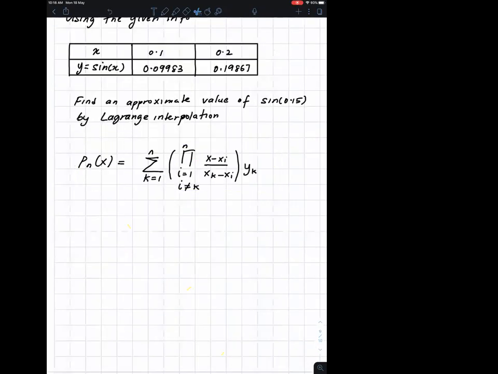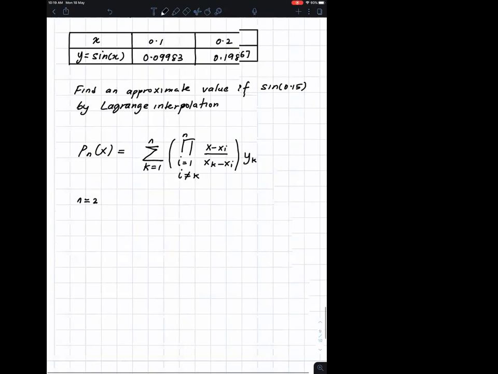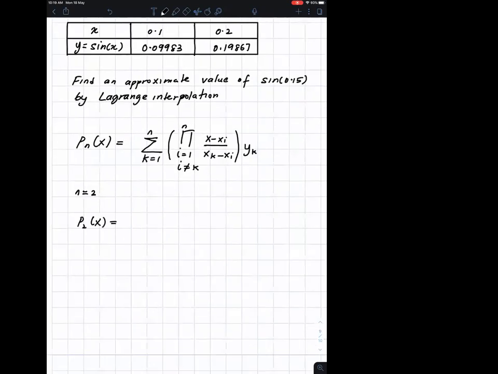So this is a formula you're going to use. Number of data given, n equals 2. So P2(x) is going to be y1 L1(x) plus y2 L2(x).